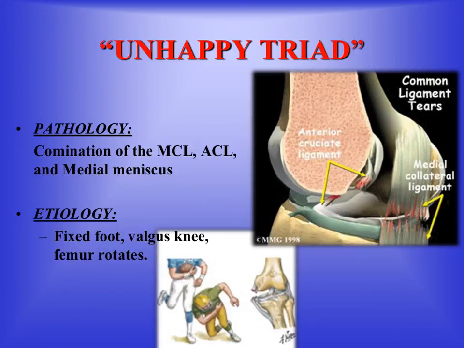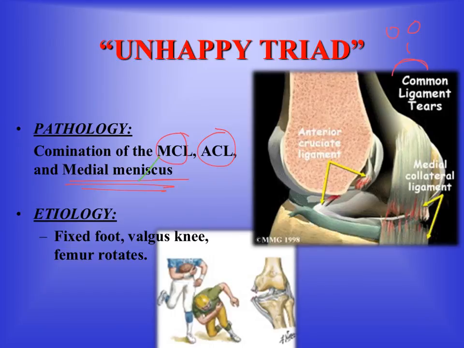So some of you may have heard of this phenomenon called the unhappy triad. And I happen to think that the reason it's called unhappy is because the patient is going to be unhappy, because there are 3 different anatomical structures within the knee that are involved. So the first structure is the MCL, and the second structure is the ACL, and the last structure is the medial meniscus. Now, the 2 that make the most sense, right, are the MCL and the medial meniscus, because the 2 are kind of attached to one another.